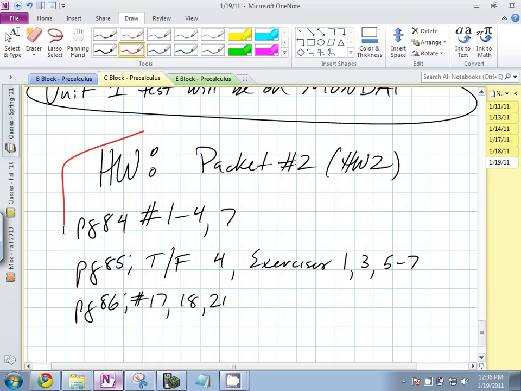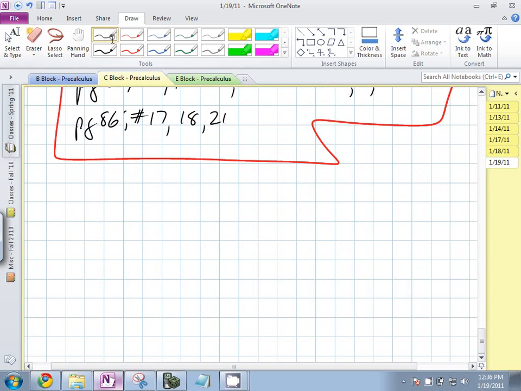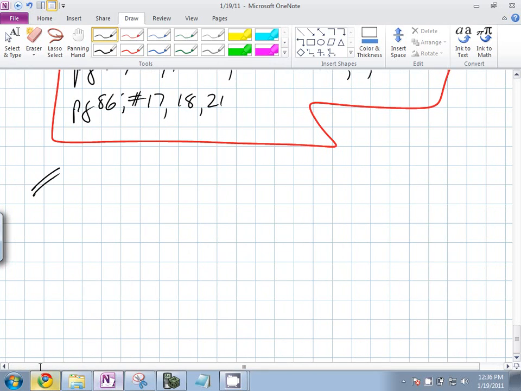So what I'd like to do at this point is open the floor to any specific questions that you have about Unit 1. We have time for a couple questions. Yes?